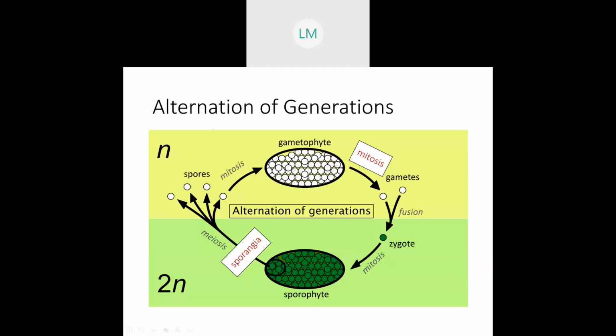Okay? And then I also added this word down here, sporangia. This is basically just the part of the sporophyte where meiosis happens. So where the spores are developed on the sporophyte is called the sporangia. Okay.